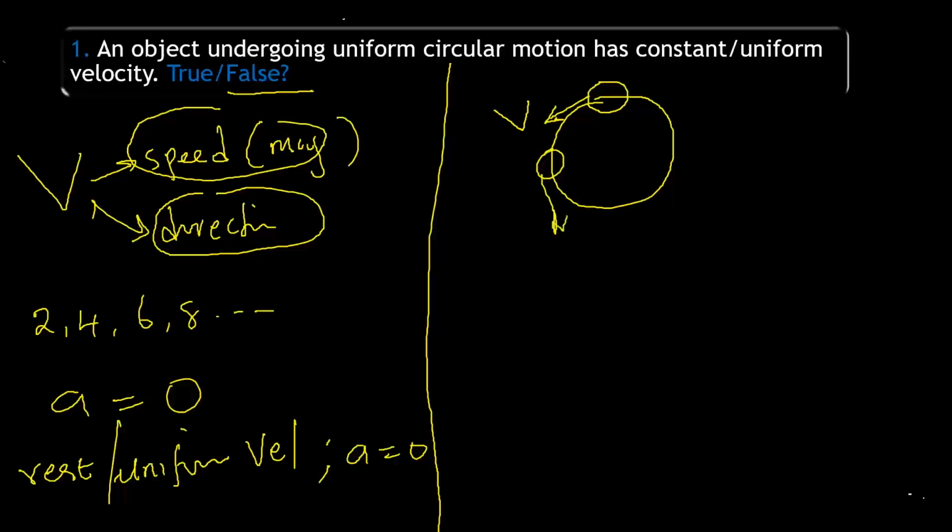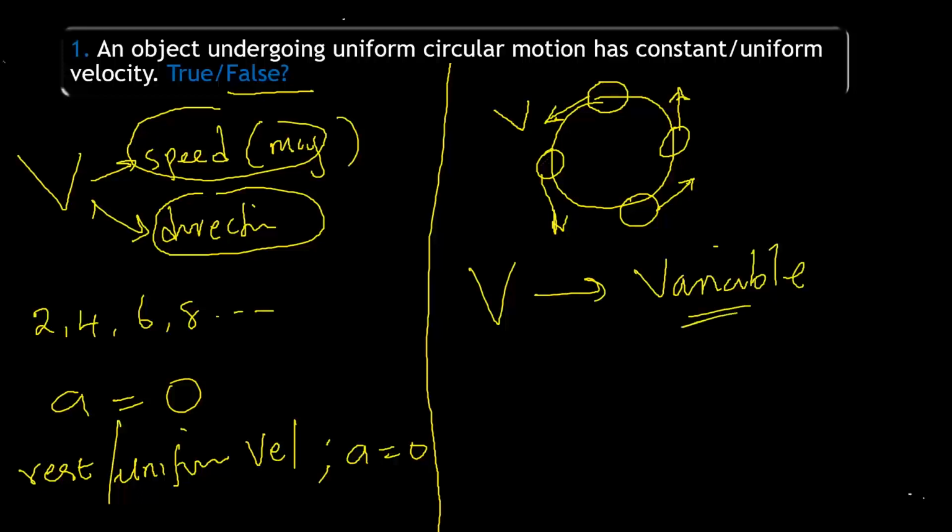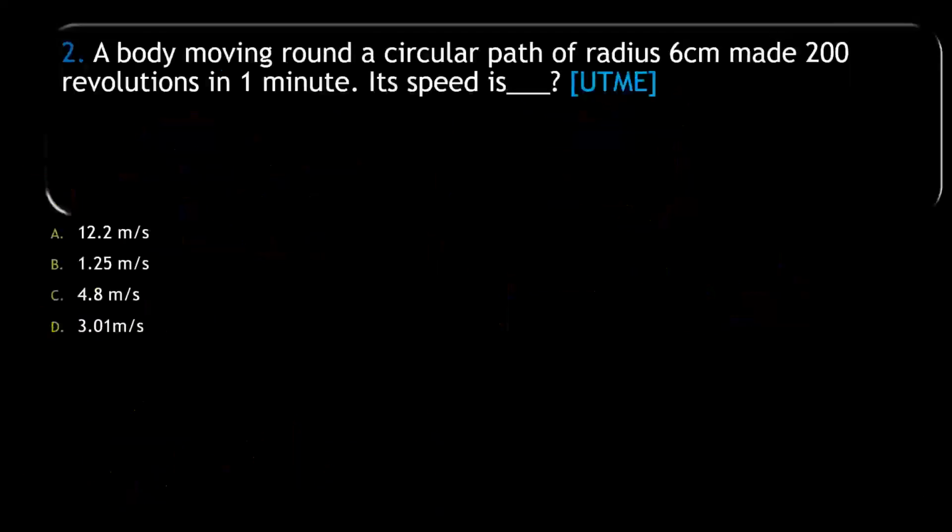So at this point, the direction changes. At this point, the direction changes. Because the direction is always changing, even though the speed is constant, the velocity is variable. It's not uniform. Hence, the answer is false. All right, next slide. A body moving around a circular path of radius 6 cm made 200 revolutions in 1 minute. Its speed is equal to dash.